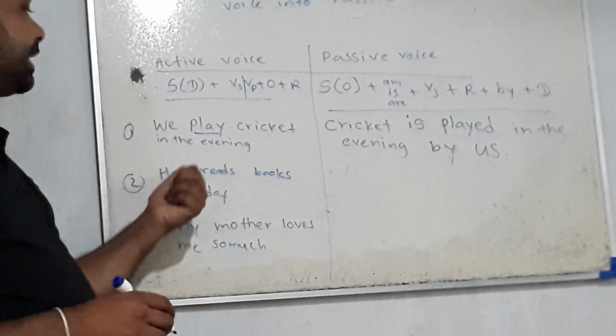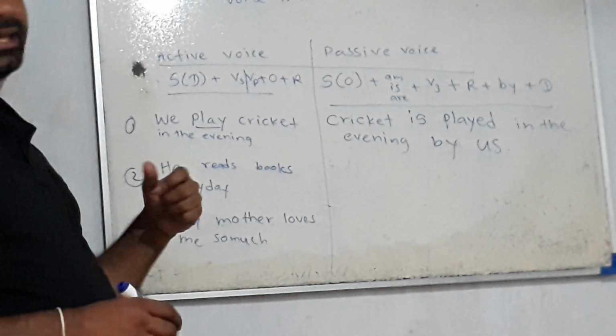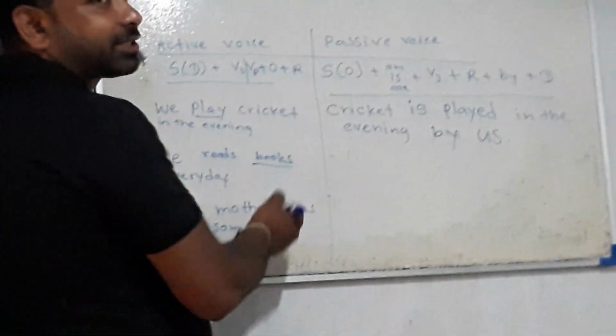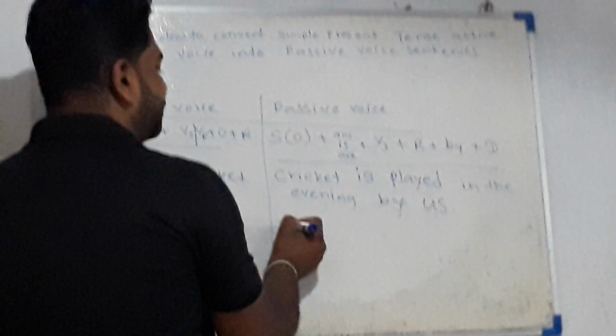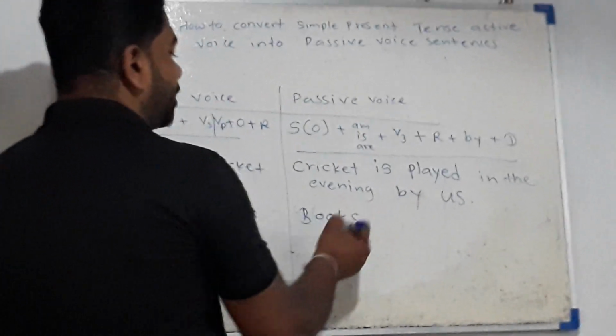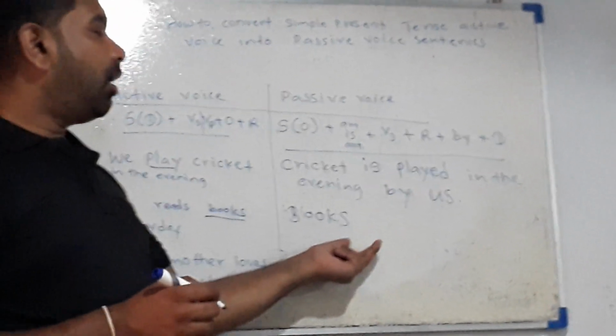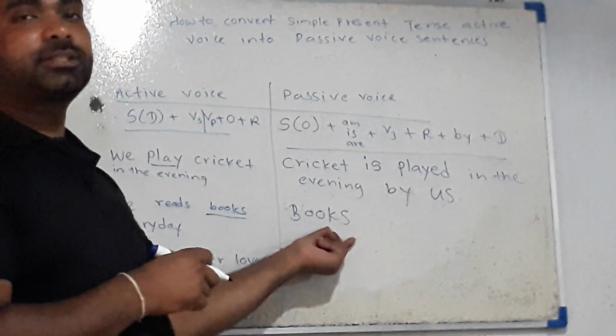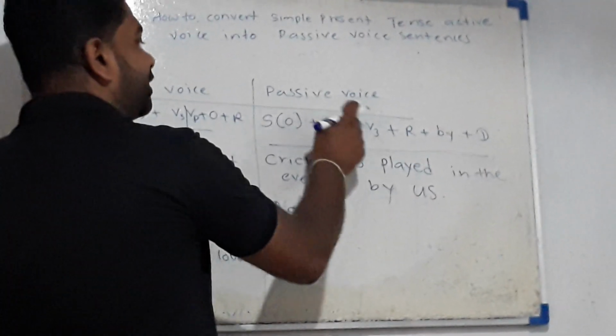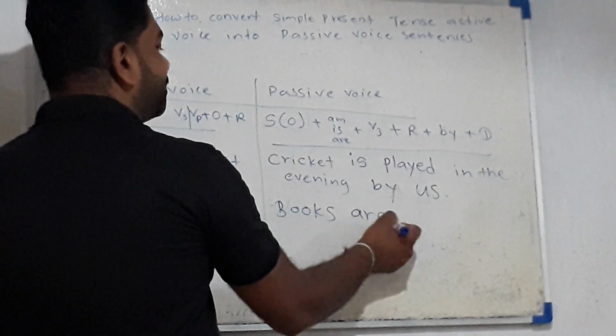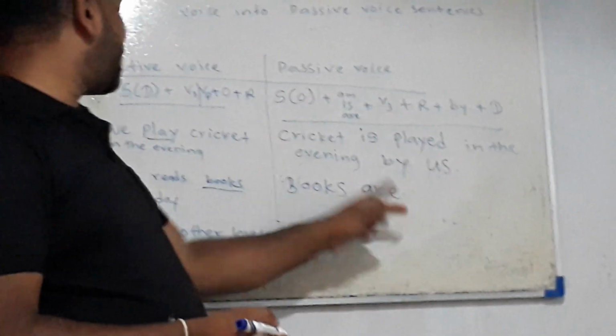Second one, he reads books every day. So what is the object? Books. So you need to get it first. So books, you have put it as plural. So according to these helping verbs, a plural verb you need to use. So books are. Then the verb is reads.